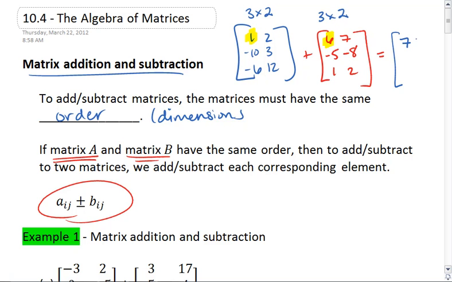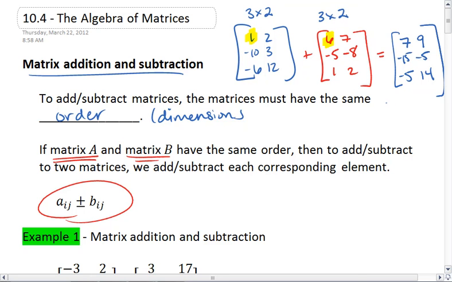2 is in the same position as 7, so 2 plus 7 is 9. Negative 10 plus negative 5 is negative 15. 3 plus negative 8 is negative 5. Negative 6 plus 1 is negative 5. And 12 plus 2 is 14. And that is our solution matrix.